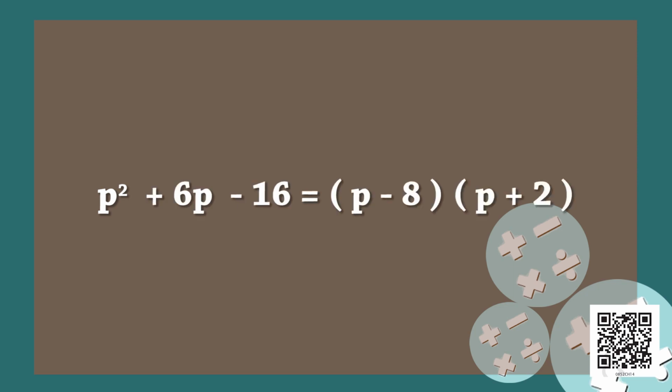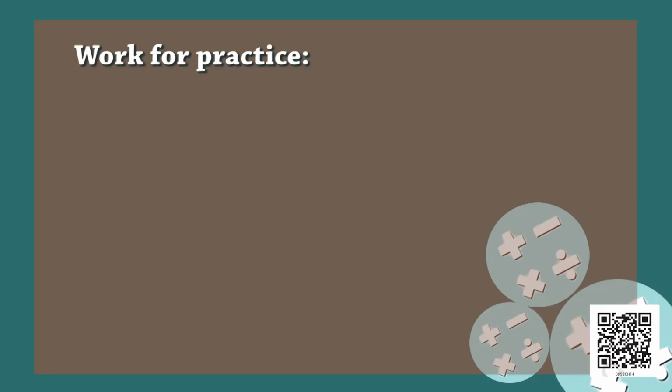Hence, the factorized form of the given algebraic expression is p square plus 6p minus 16 is equal to p minus 8 into p plus 2. Thus, the required factors are p minus 8 and p plus 2. I hope by observing these examples, you will get an idea how to factorize such type of algebraic expressions. For your practice, I am giving some problems. Please try it, find the factors.